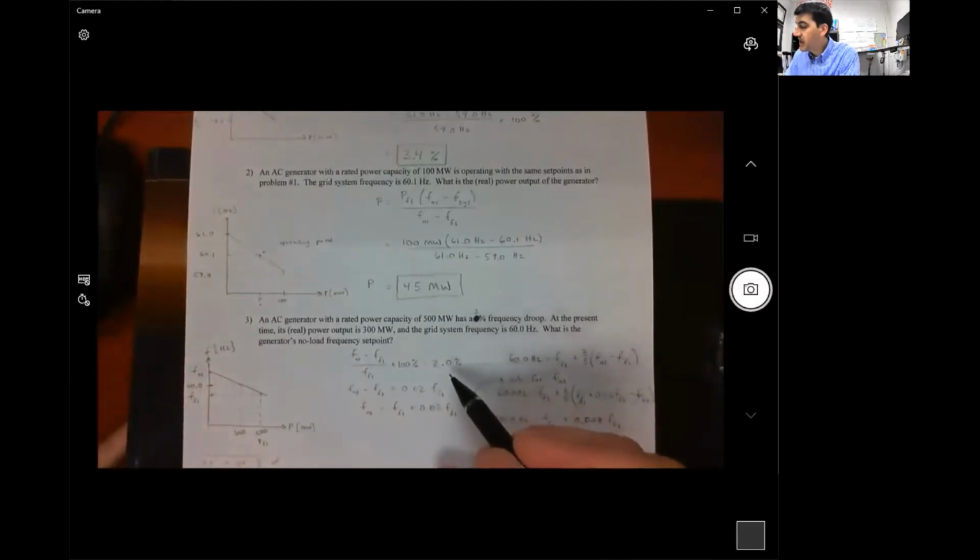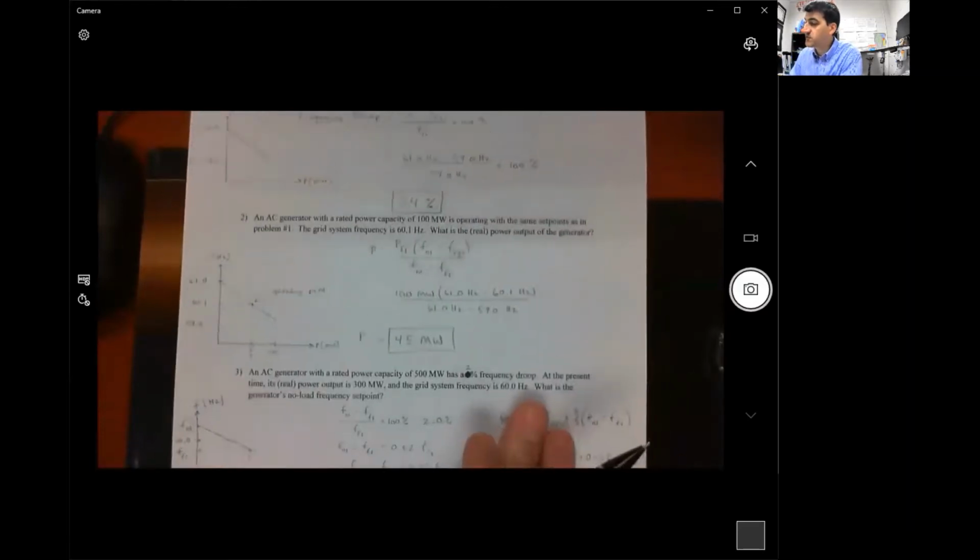All right, so I chose to start with the droop equation, but you would not have to. But that's what I did. So I said, I'm going to use a frequency droop equation like we used in number 1.